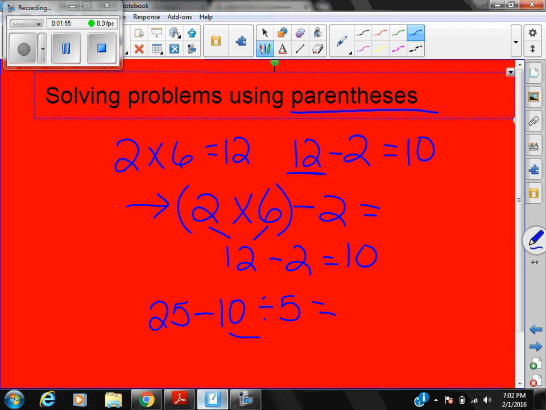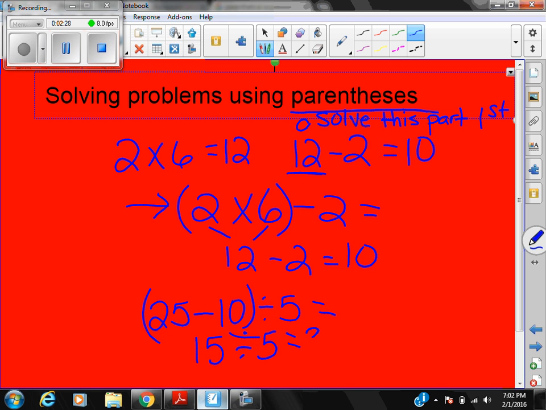So solve this part first. We're going to solve whatever is inside of the parentheses. So when I look at this, I am going to take 25 minus 10, and then the problem solver knows to do that first. 25 minus 10 is 15. And then if I finish the equation, I know that 15 divided by 5 equals 3.